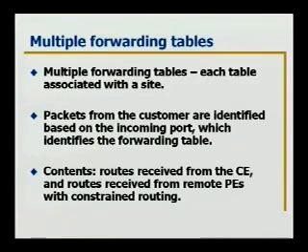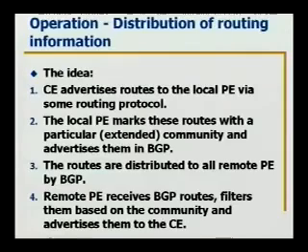So packets from a customer are associated with a particular table based on the interface on which they arrived. And the contents of these forwarding tables are routes received from the CE and also routes received from the remote PEs. So let's see how routing information is distributed in this model.